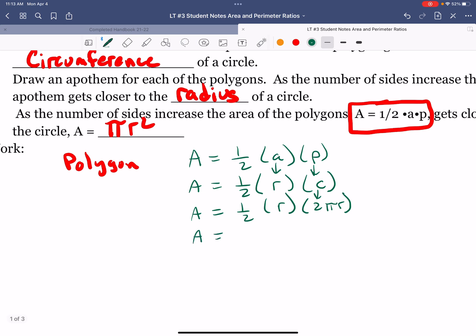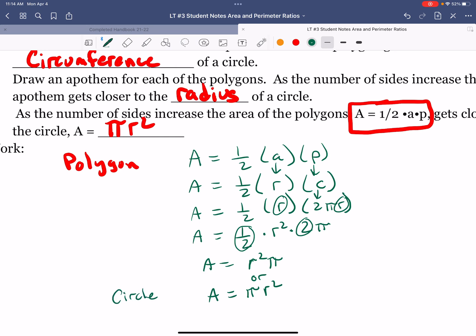What I know is that r times r is r squared. And I know that 1/2 times 2 is 1. So I end up with pi r squared or r squared pi. And that is the area of a circle. So we can see that the area of a polygon becomes closer to the area of a circle. And that's the movie for page 5.